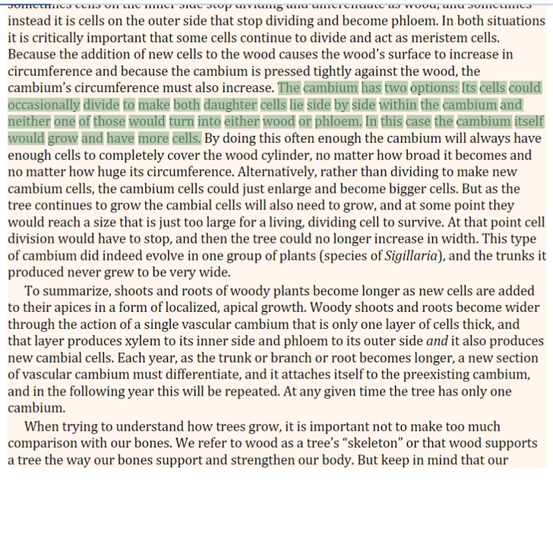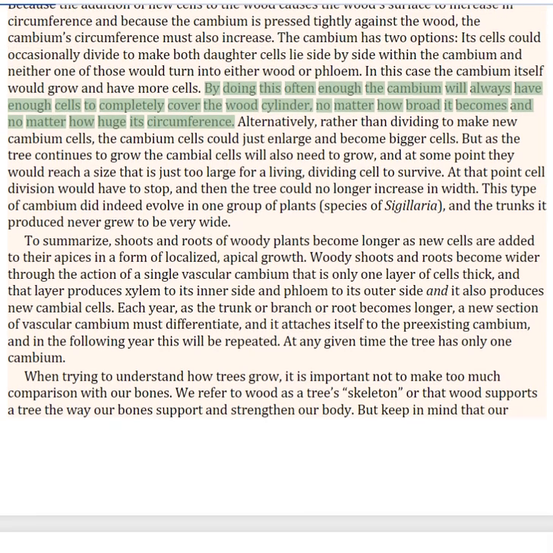The cambium has 2 options. Its cells could occasionally divide to make both daughter cells lie side by side within the cambium and neither one of those would turn into either wood or phloem. In this case the cambium itself would grow and have more cells. By doing this often enough the cambium will always have enough cells to completely cover the wood cylinder, no matter how broad it becomes and no matter how huge its circumference.